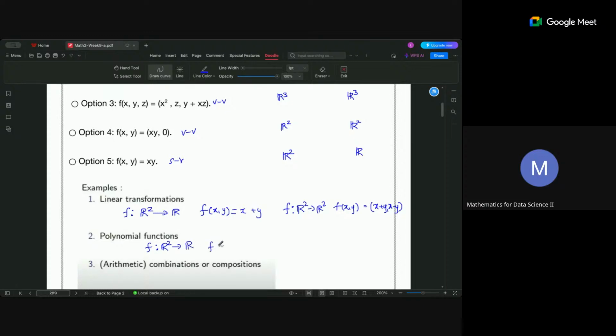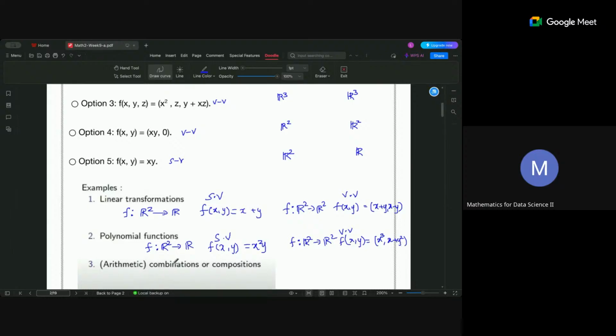For example, here let us take f of x comma y as some x square y. Okay, and f from R2 to R2, then here f of x comma y. Ma'am, in the above one example you are taking scalar valued and in one you are taking vector valued, right? Yes. Okay. This is vector valued. So here, maybe we can take simply x cube or x plus y square or something like this. Okay, it's polynomial functions.